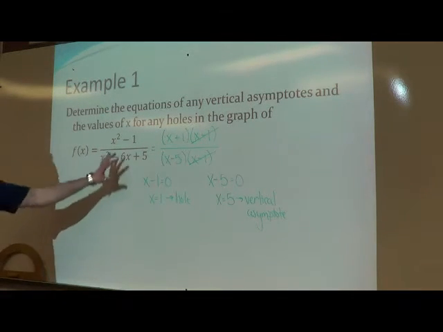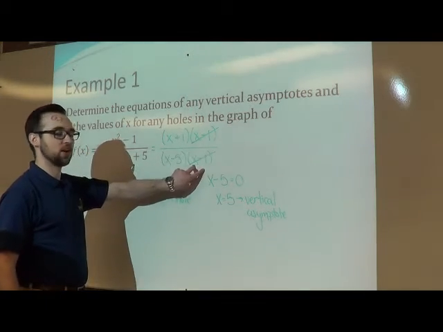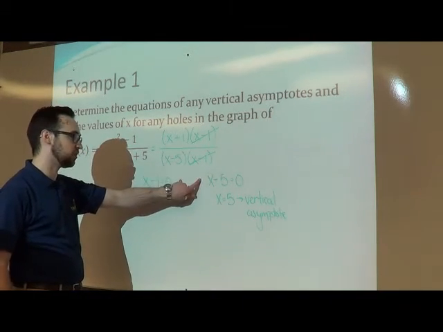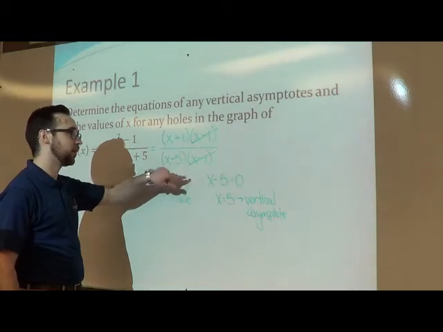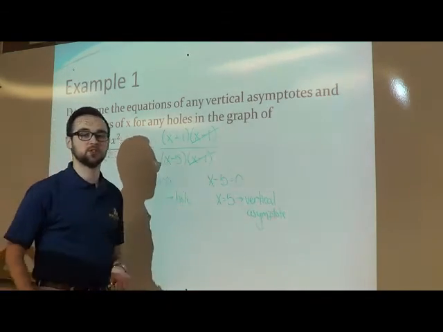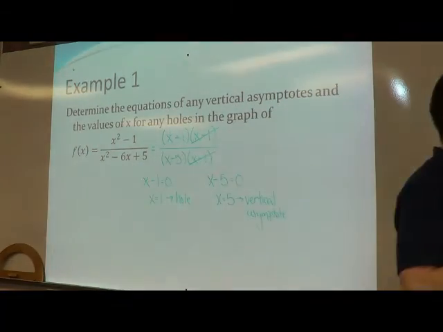That's all you do. You factor it, cross out where you can. On the denominator, both pieces will get set equal to 0, but this one's only a hole because it was crossed out, where this one's a vertical asymptote because it could not be eliminated.